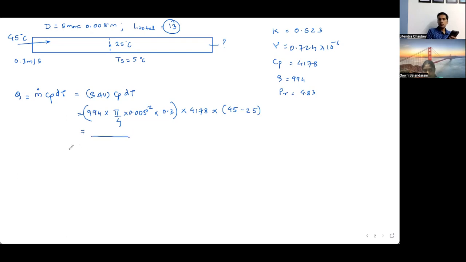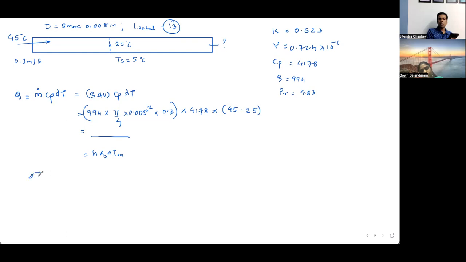Now this can be equated to h A delta T mean. A would be the surface area, right? And h, if the entire question is about h, by the way. They haven't given us h. Had they given us h, things would have been so easy. All we had to do is, A s is something we need to calculate.